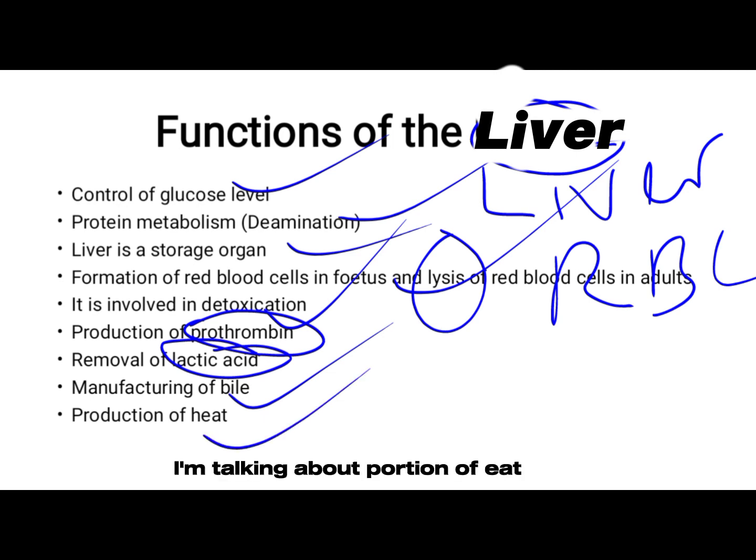And then lastly, I'm talking about production of heat. As a result of a whole lot of functions performed by the liver, as a result of all these functions that we have mentioned before, the liver is able to generate heat which circulates around the body. I hope you are following.